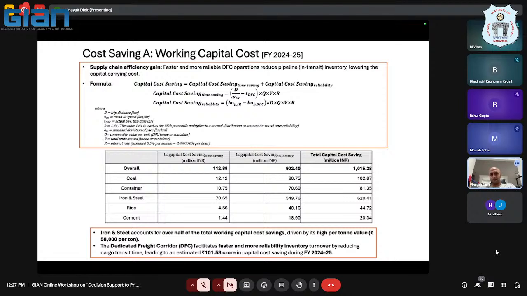Am I making sense? So this is just one aspect of the economic cost savings for logistics. Any questions?